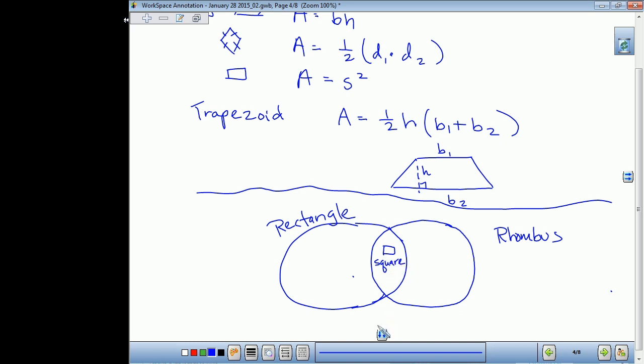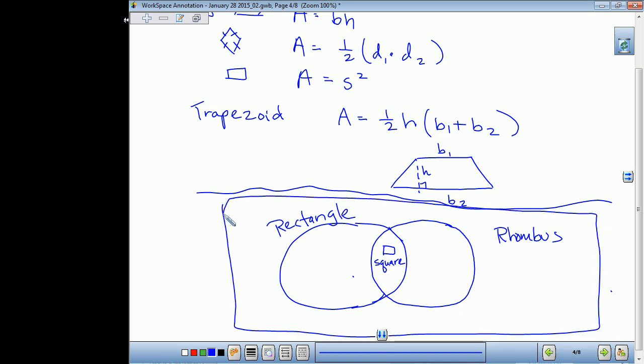All right. Where would the parallelogram go? Rectangle. Rhombus. No. The whole space. Yeah. Because they're all parallelograms, right? Because they all have two sets of parallel sides. Okay. His question is, where does the trapezoid go?